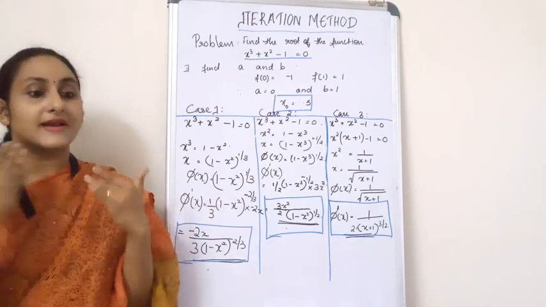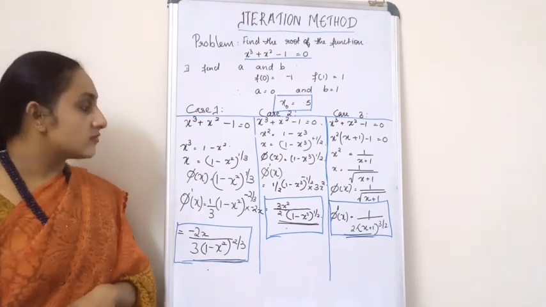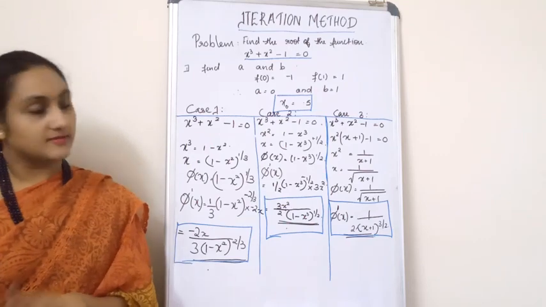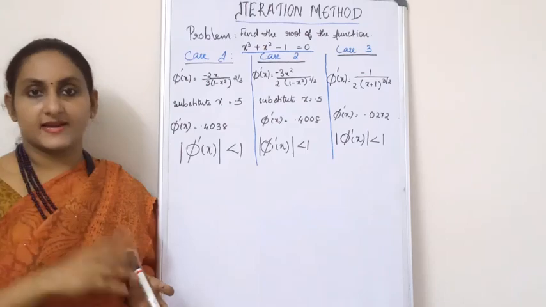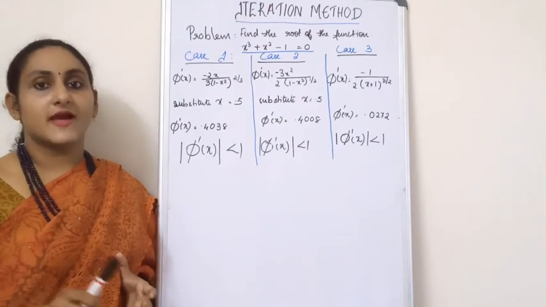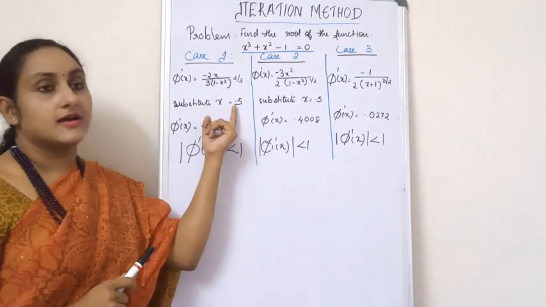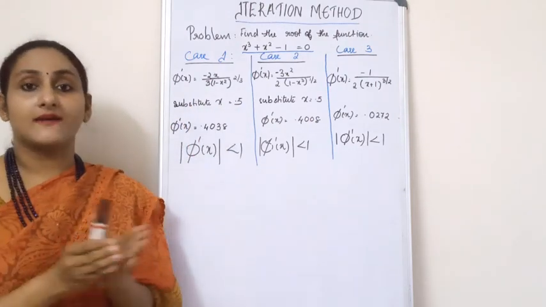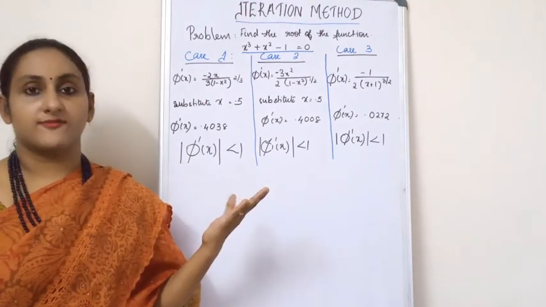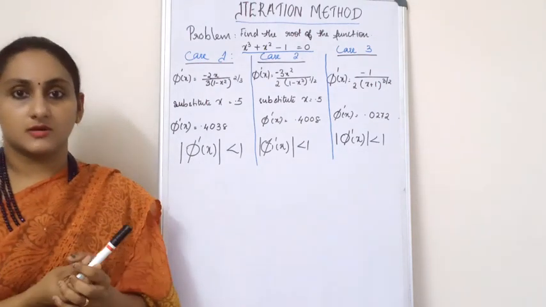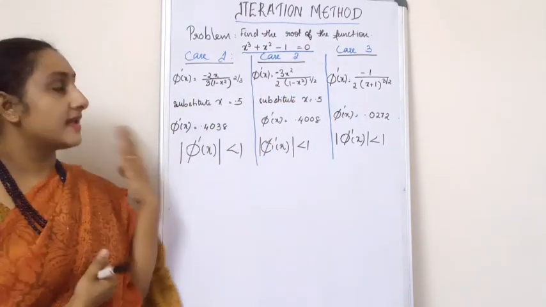Okay, now our objective is to find out which is the most suitable phi dash of x between these 3. Now you will be confused, like which phi dash of x you have to choose. For that, what you have to do is substitute the value of x. That is, you have an initial root with yourself, right? What was that initial root? It is 0.5. So you have to substitute the value 0.5 in each of these phi dash of x, and then you will get a value.